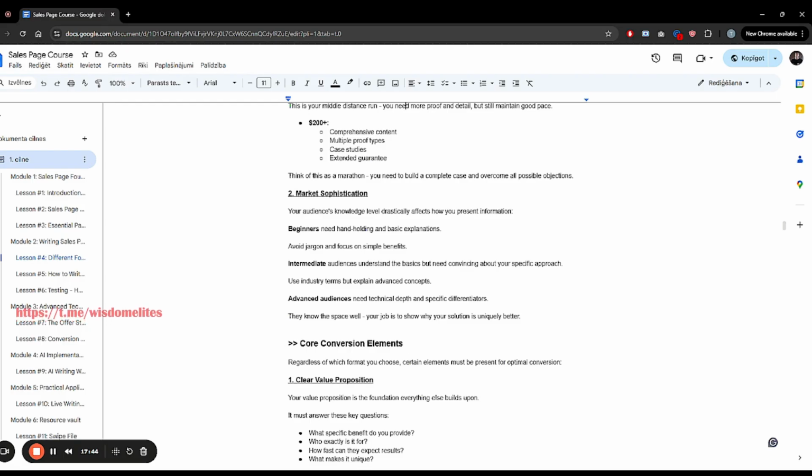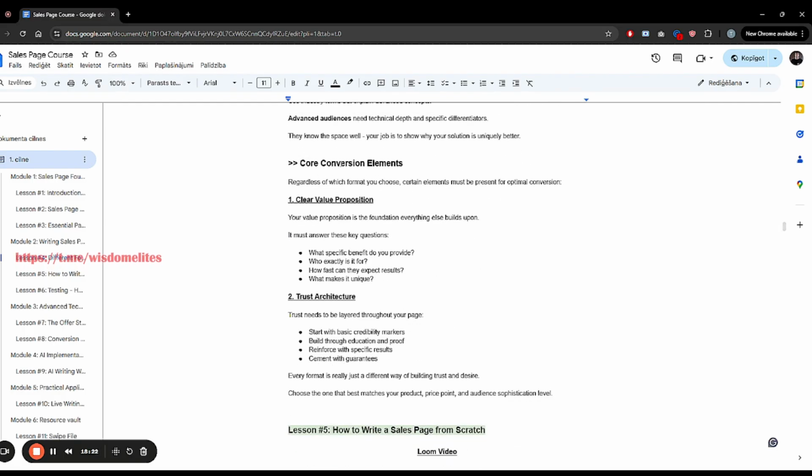Intermediate audiences understand the basics, but they need more convincing about your specific approach. So they might have, let's say, something as simple as knee pain. They might know it's because of cartilage wear and tear, but they're not sure about your specific herbal pouches or your specific massagers. And then we're moving on to advanced audiences. They need technical depth and specific differentiators. They know the space well, and your job is to show why your solution is uniquely better.